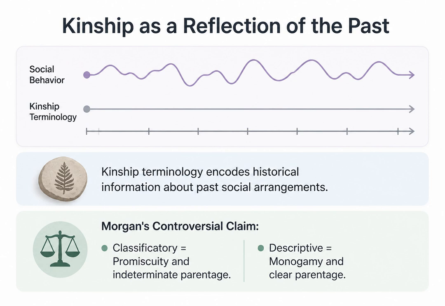It's a linguistic fossil that reflects past social behavior. While society changes, words remain static. Morgan controversially argued that classificatory terminology reflected an uncivilized past of promiscuous group marriage, where parentage was indeterminate, hence calling all men of a certain age father. Conversely, he viewed descriptive terminology as the mark of a civilized society with monogamy and clear parentage.